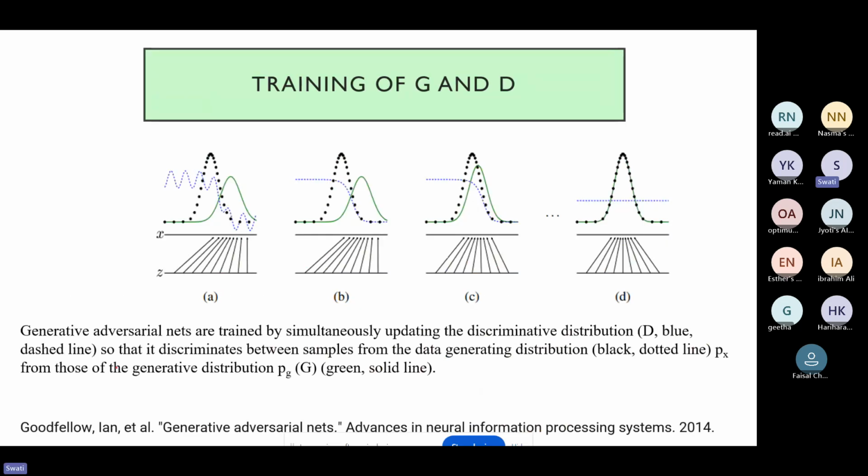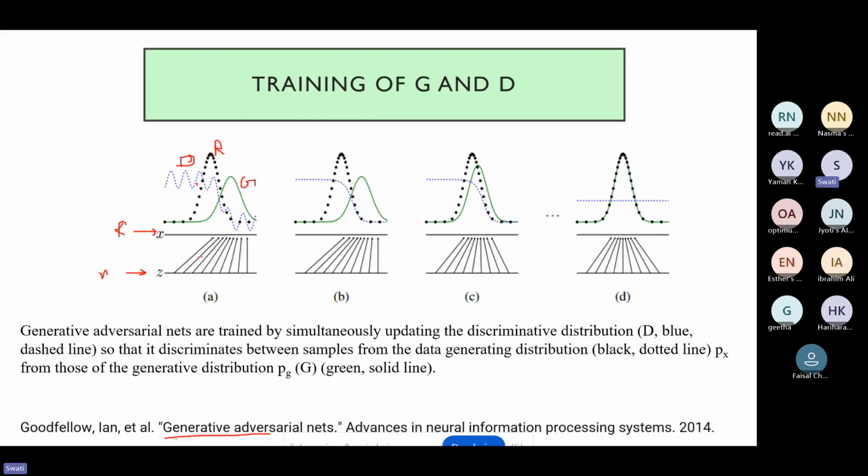So this was the paper I was talking about on GANs. This is a figure taken from this paper. In the first one, this is noise. It's the real one. This dotted line shows you the real data. This blue line is coming from the discriminator, and this green line is coming from the generator.